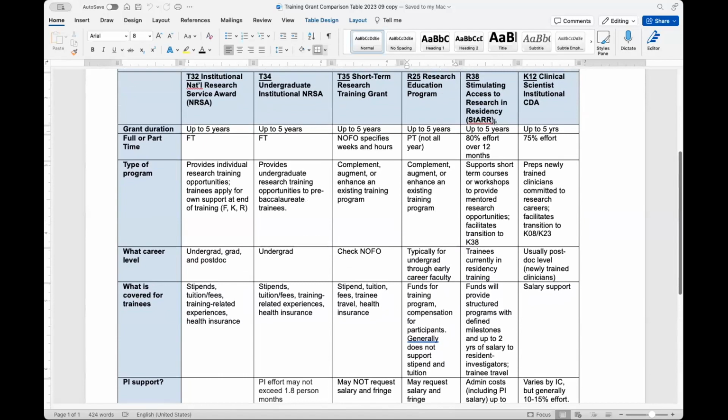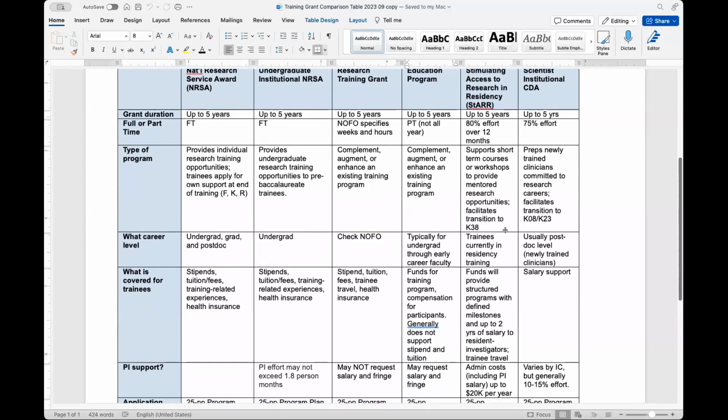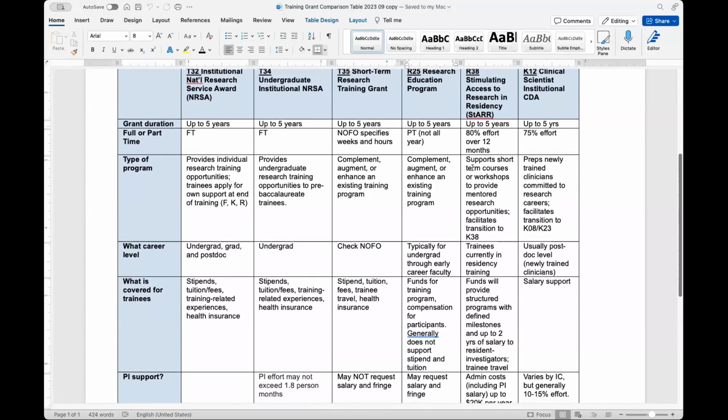Then there's something called the R38, which is stimulating access to research in residency, and the K12. These two are meant for clinicians. So the R38 is 80% effort over 12 months as opposed to the K12, which is 75% effort. The R38 supports short-term courses or workshops to provide mentored research opportunities and facilitates transition to the K38. Typically, these are people who are newly trained clinicians or in their residency.